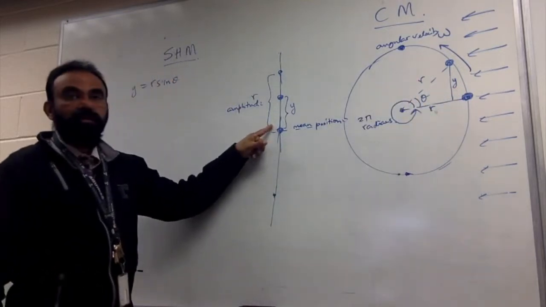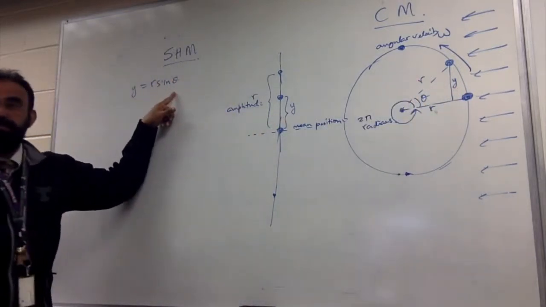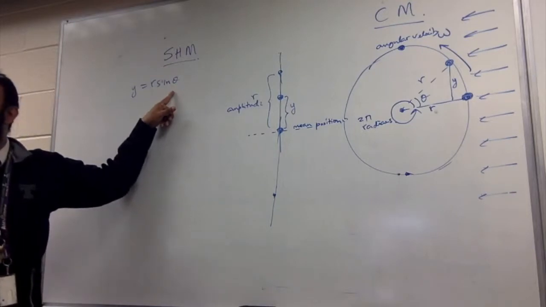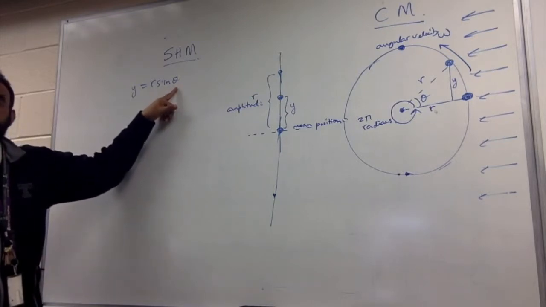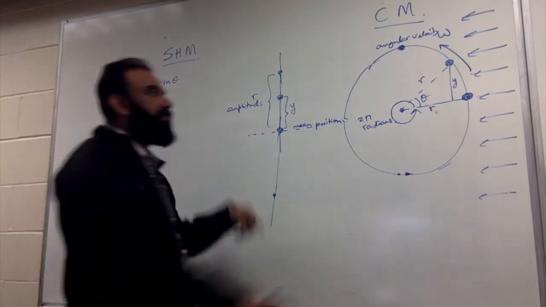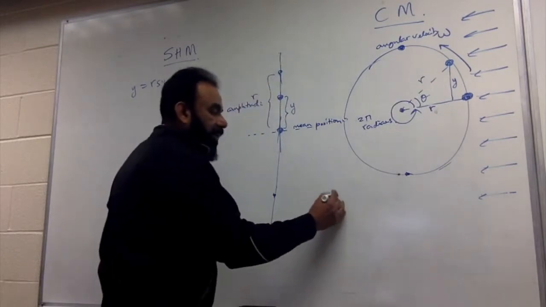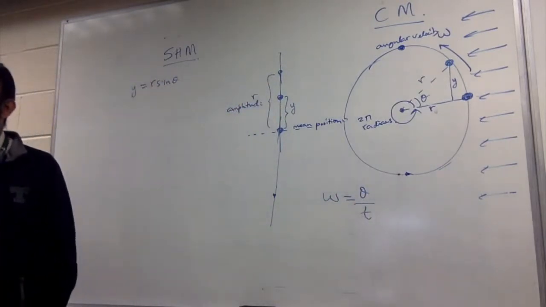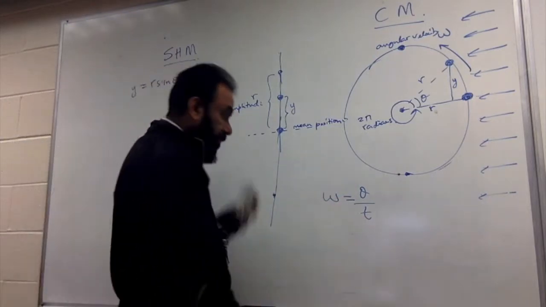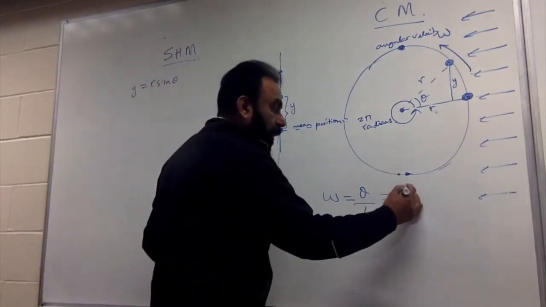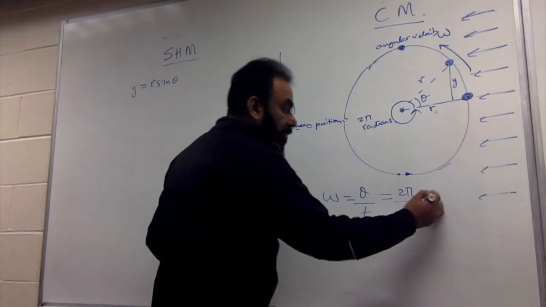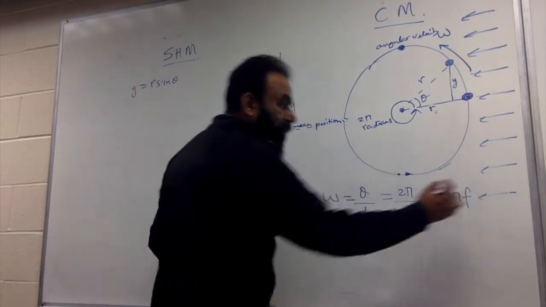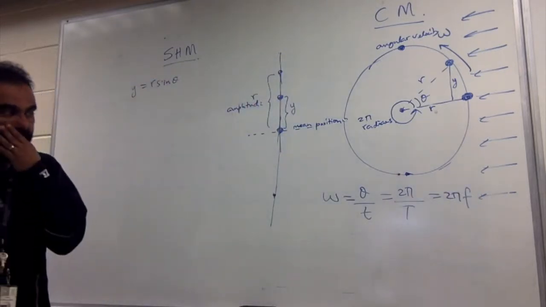Same thing applies here. Y is equal to r sine theta in simple harmonic motion. What is theta standing for? Measurement of the angle. What angle is it called? Phase angle. That's called phase angle. And what's the relationship between omega and theta and t? Omega is theta over t, which is the same as 2 pi over capital T, which is the same as 2 pi f. You can see all of those are connected.